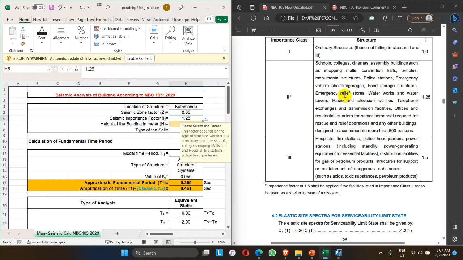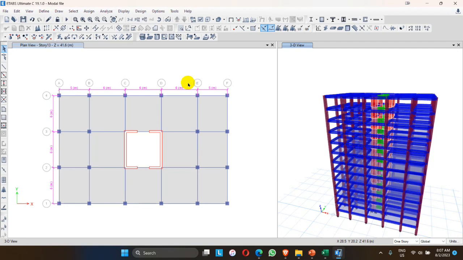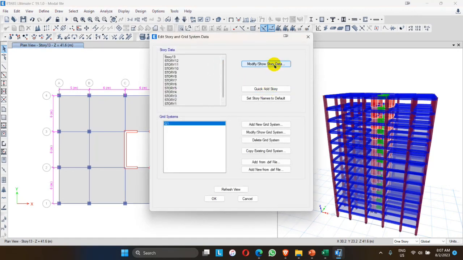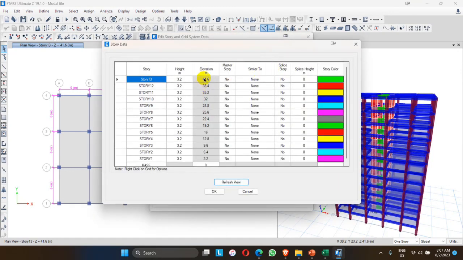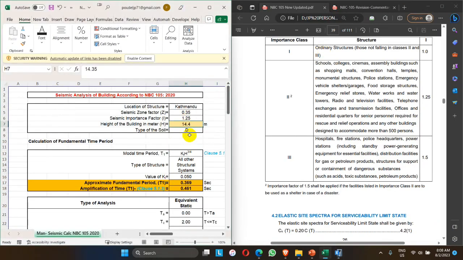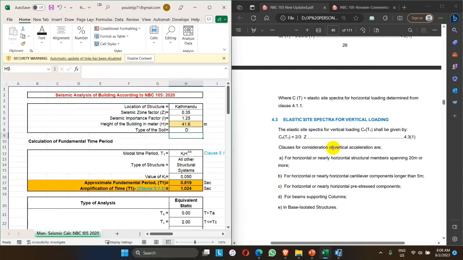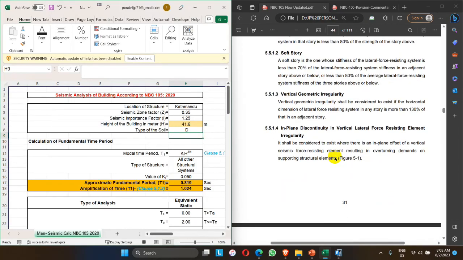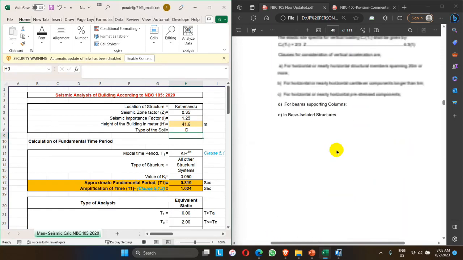It means I treat this building model as a shopping center, and the height of the building is, let me go to the ETABS model. The height of the building is, I think, 39 meters. It's 41.6 meters. And in Kathmandu, the type of the soil should be considered as soil type D. I'll show it here in the code.